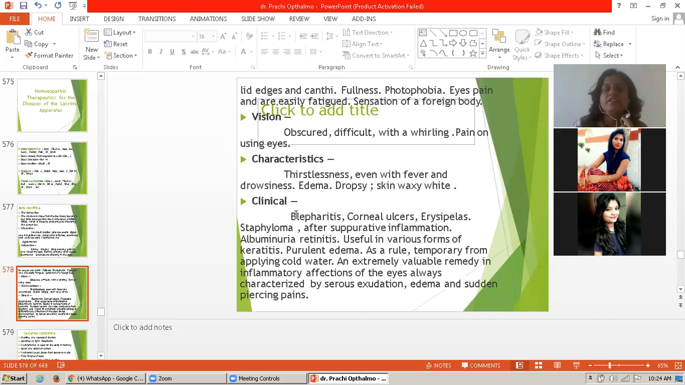Clinically, it is used in blepharitis, corneal ulcer, erysipelas, staphylomas, then after suppurative inflammation, rhinitis, and useful in the various forms of keratitis with purulent edema. And as a rule, there is relief from applying cold water. An extremely valuable remedy in the inflammatory affections of eyes, always characterized by serous exudation, edema, and sudden piercing pain.